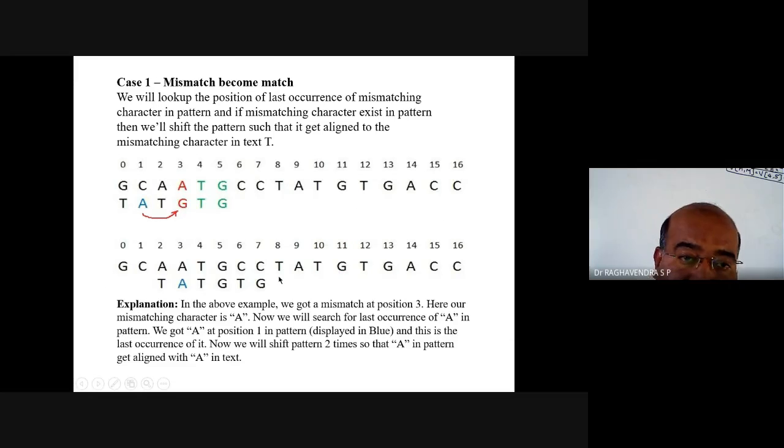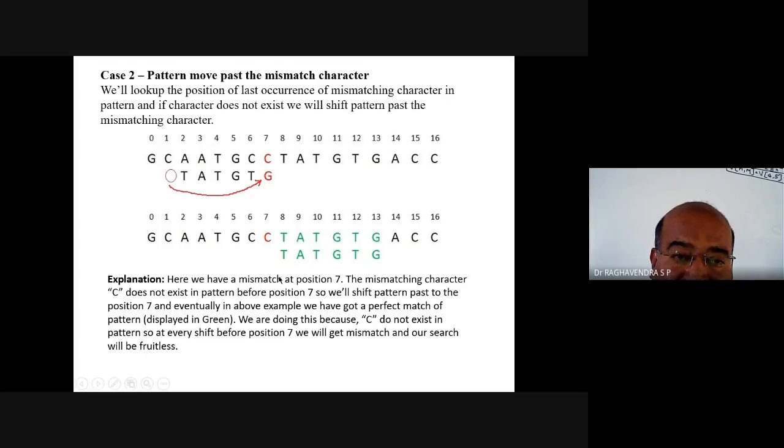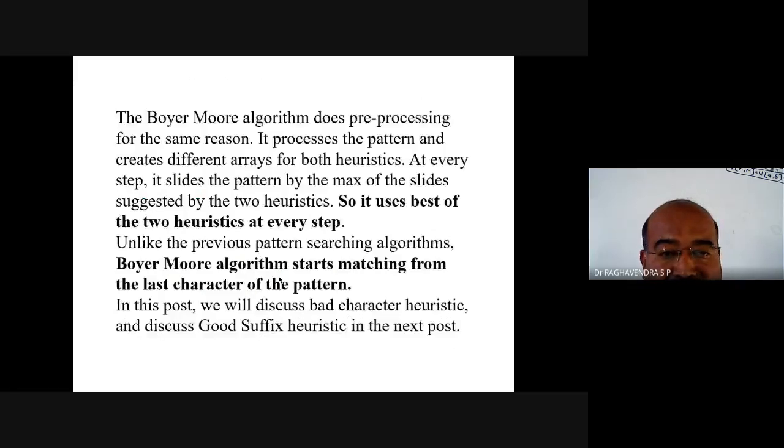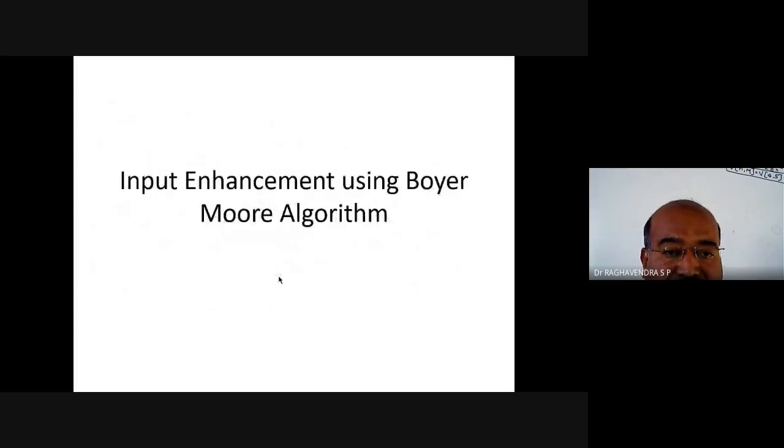One table for mismatch becomes match, and another table for pattern move past the mismatch. So this is all about the Boyer-Moore algorithm. You may get a question: discuss input enhancement using the Boyer-Moore algorithm with suitable examples. We can explain these things.